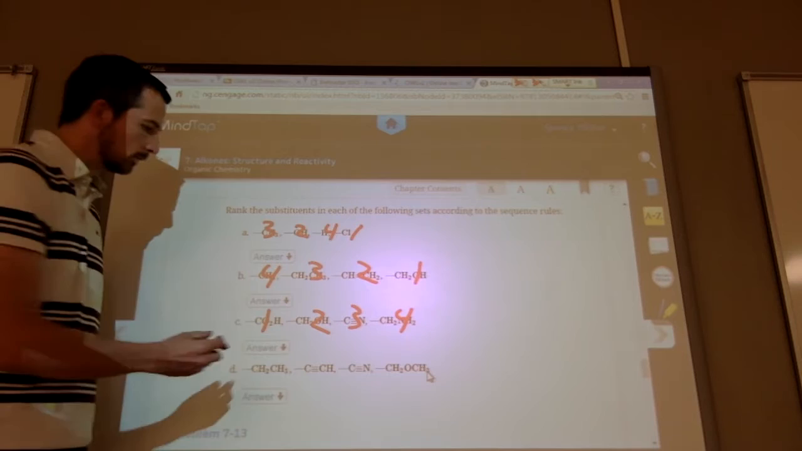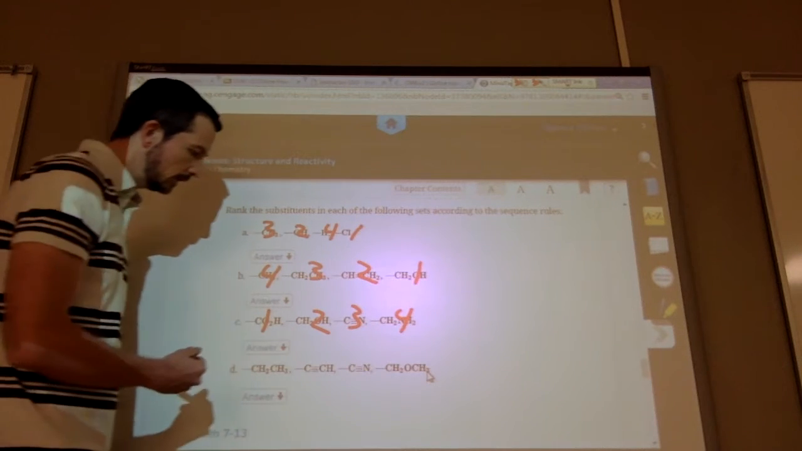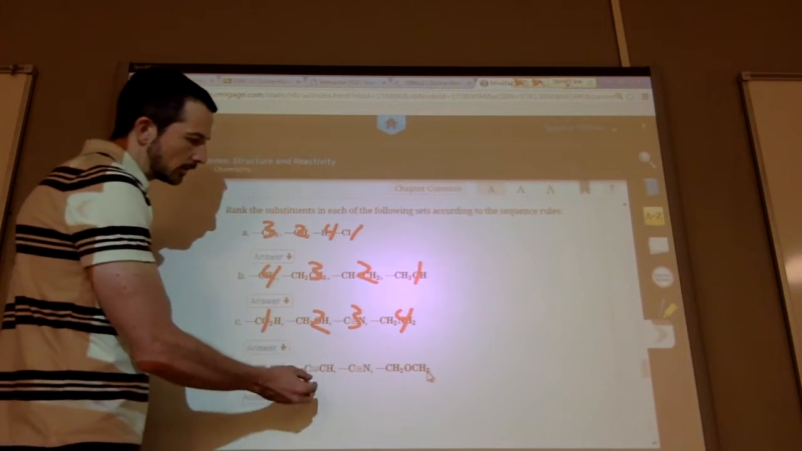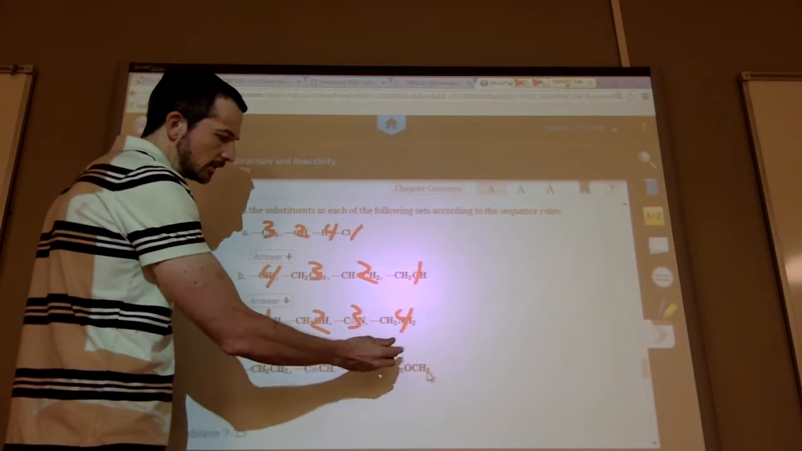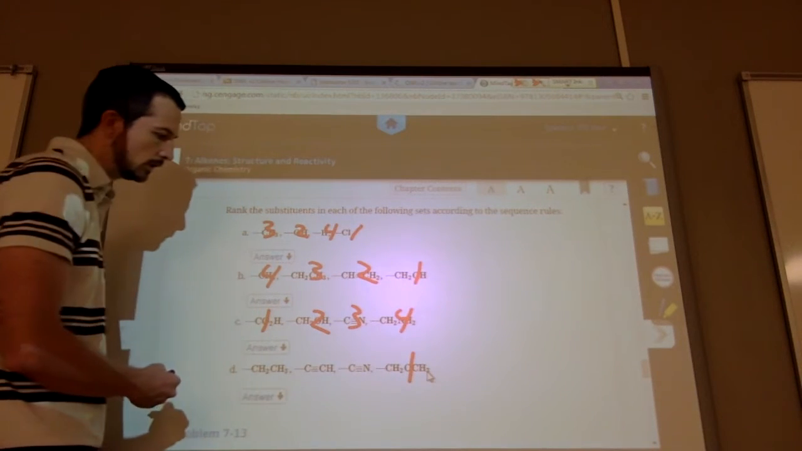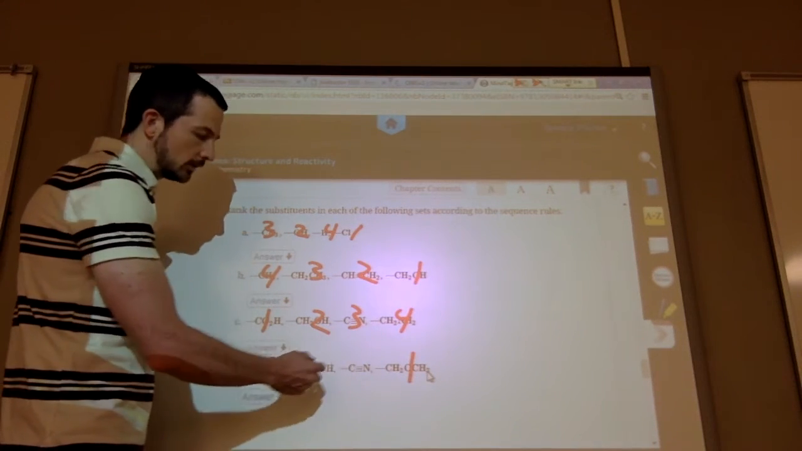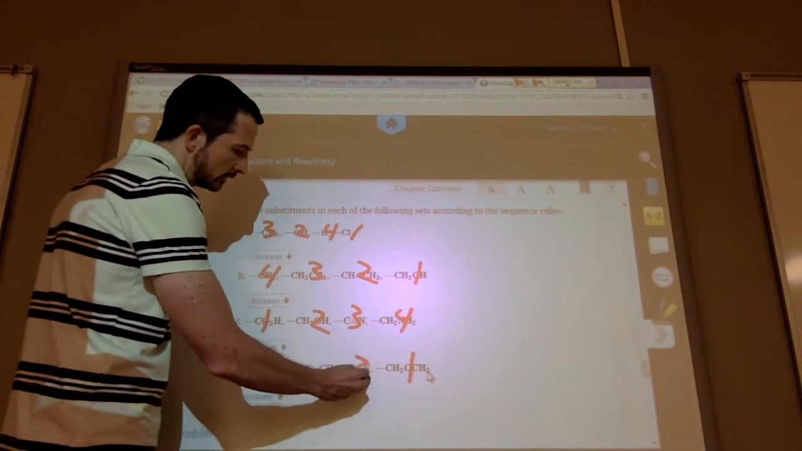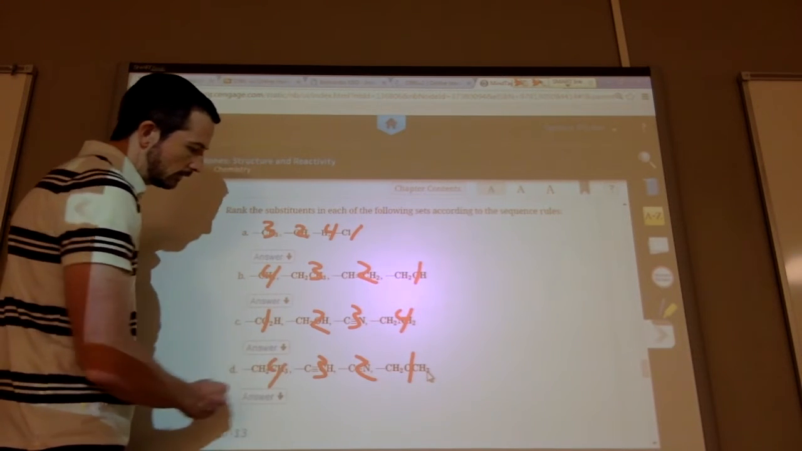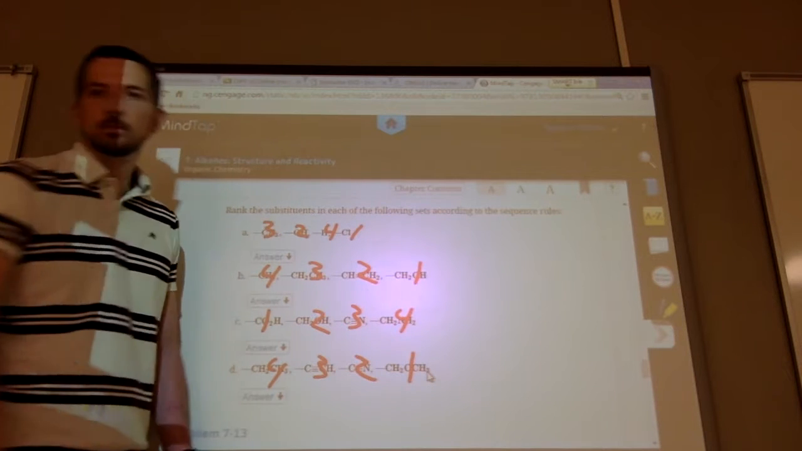Last one, first atom, carbon, carbon, carbon, carbon. Go to the next atom, carbon, 3 carbons, 3 nitrogens, 1 oxygen. Oxygen highest priority, it's 1. 3 nitrogens higher than 3 carbons. 2, 3, 4.